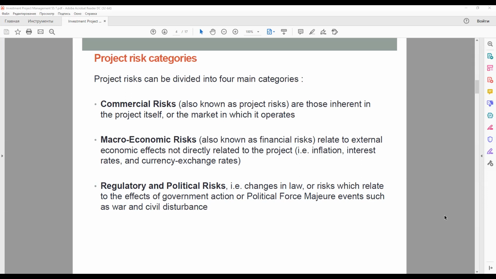And the last, regulatory and political risks, that is, change in law or risks which relate to the effects of government actions or political force majeure events such as war or civil disturbance. And the latter are also known as country risks that are especially, but not exclusively, relevant if the project involves cross-border financing or investment.